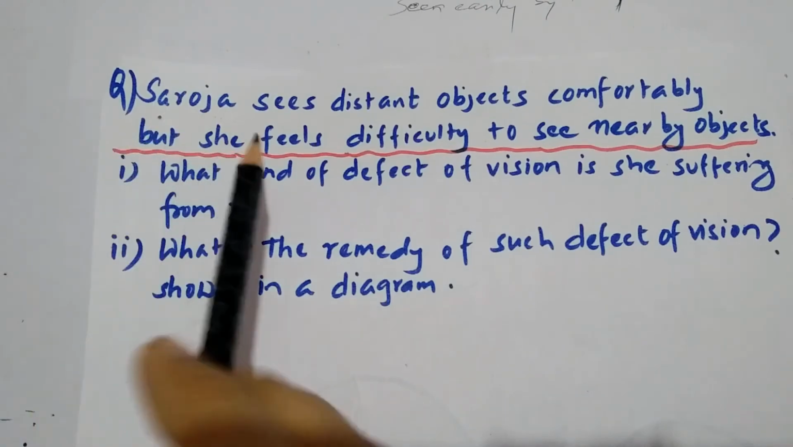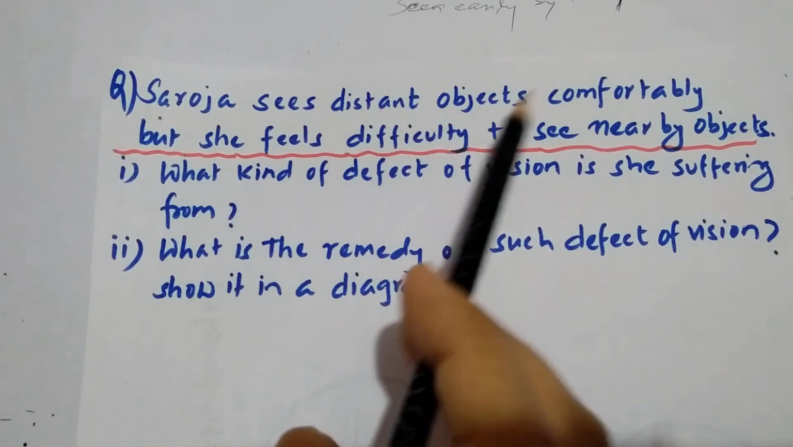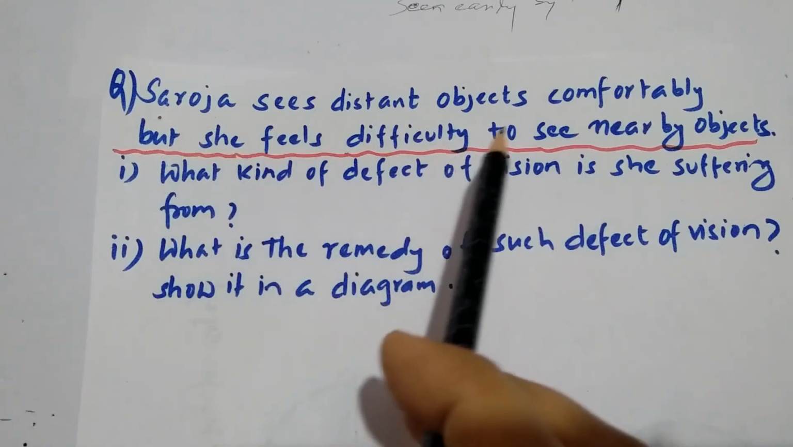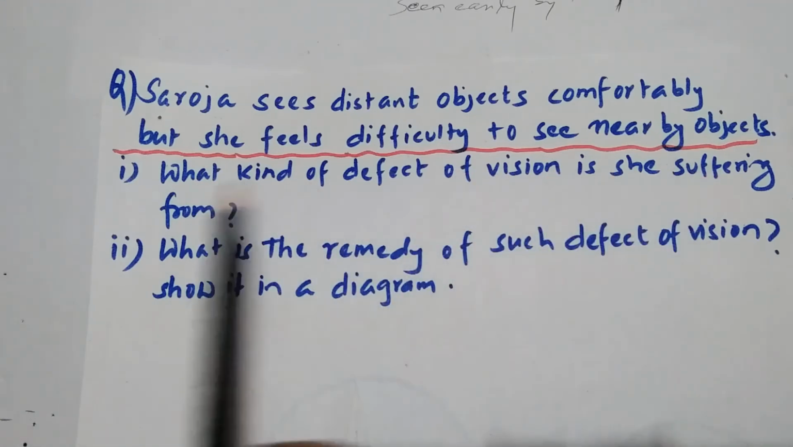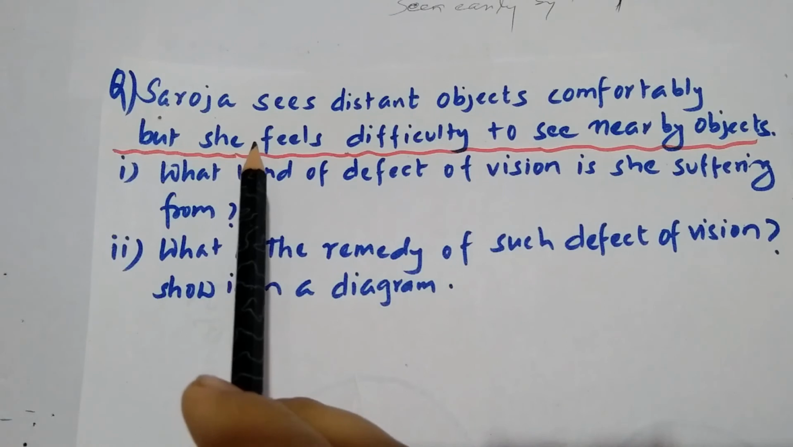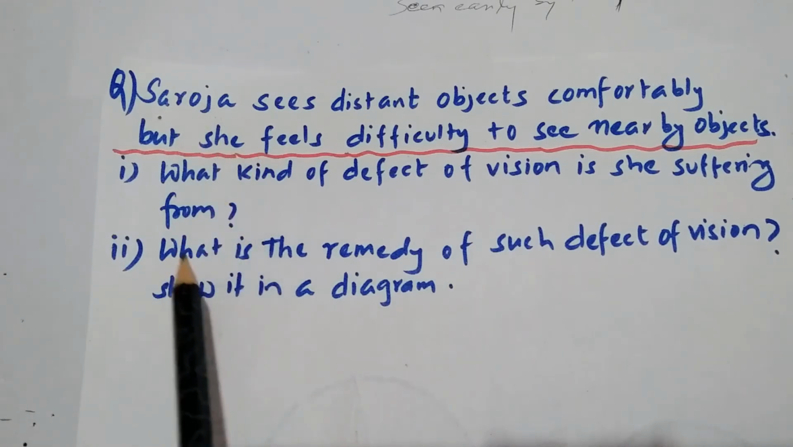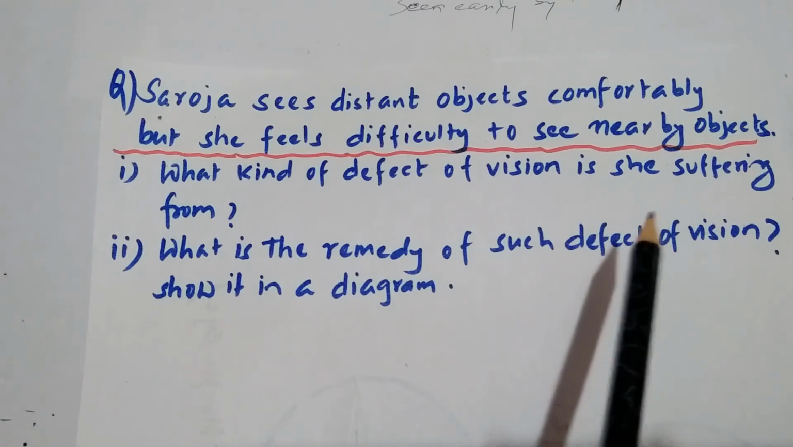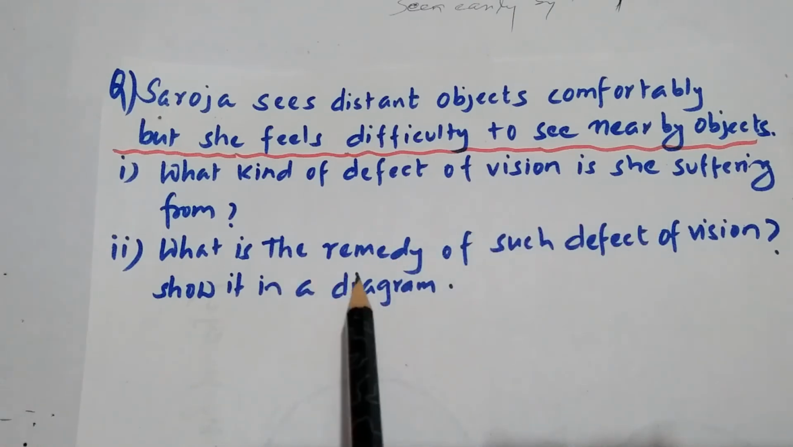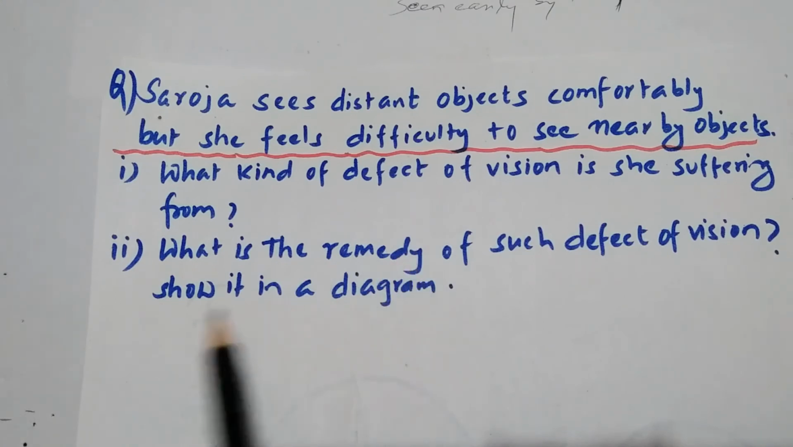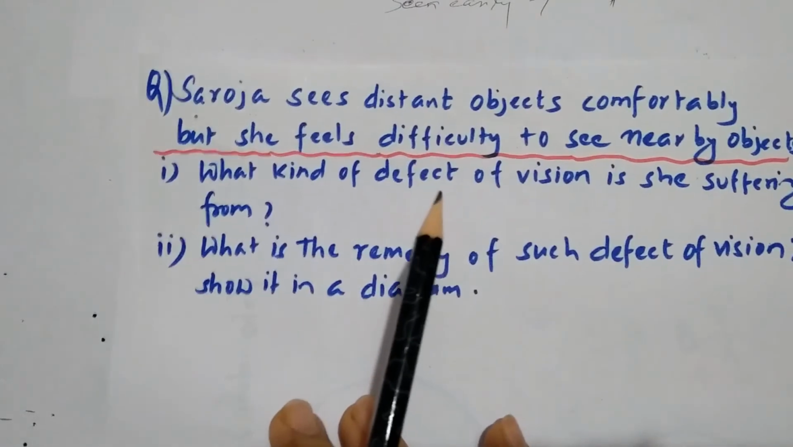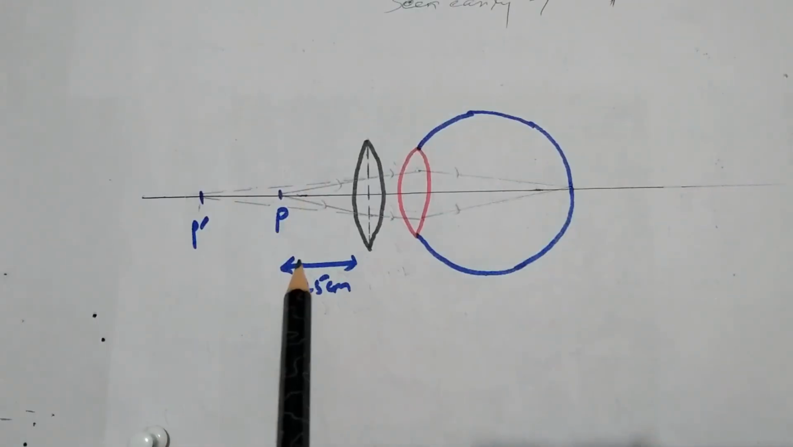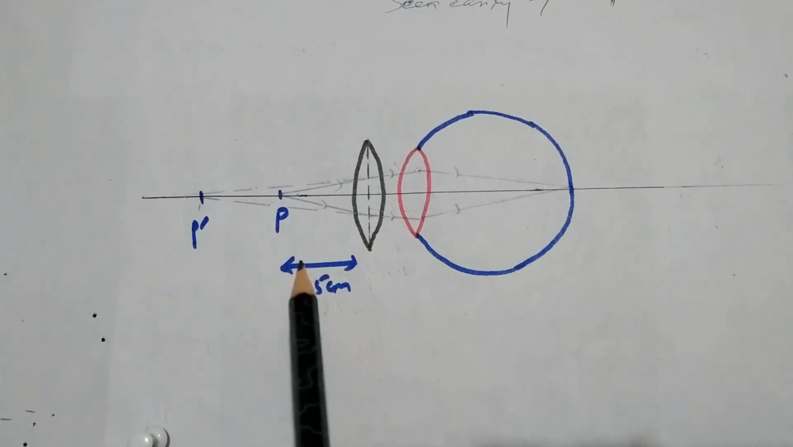Now let's discuss the question. Saroja sees distant objects comfortably, but she feels difficulty to see nearby objects. What kind of defect of vision is she suffering from? She is suffering from, yes, long-sightedness. What is the remedy of such defect of vision? The remedy is to wear a convex lens of suitable focal length. Now show it in a diagram. Okay, we just did it. This is the diagram that represents the correction to the long-sightedness.